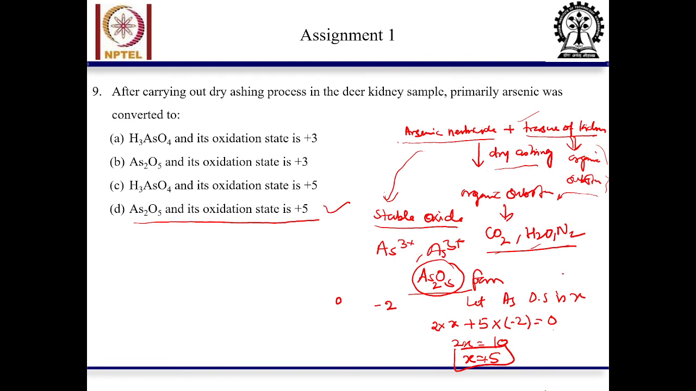Now we have As3+, As5+. So there are two possibilities. Now we have excess oxygen, so it will form only As2O5, which is stable. Now, if you want to find the oxidation state in As2O5, we let the arsenic oxidation state be X. In oxide, the oxidation state of oxygen is -2. So 2 into X plus 5 into -2, and because it's a neutral compound, it is equal to 0, because there is no charge on that. So 2x is equal to 10 and x is equal to +5. So the answer is D, arsenic pentoxide, and its oxidation state is +5.